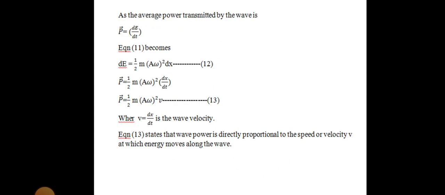The average power transmitted by the wave is P = dE/dt, so equation 11 becomes 1/2 m (aω)² dx. So P = 1/2 m a² ω² dx/dt, that is P = 1/2 m (aω)² v, where v = dx/dt is the wave velocity. So equation 13 states that power is directly proportional to the speed or velocity at which the energy moves along the wave.